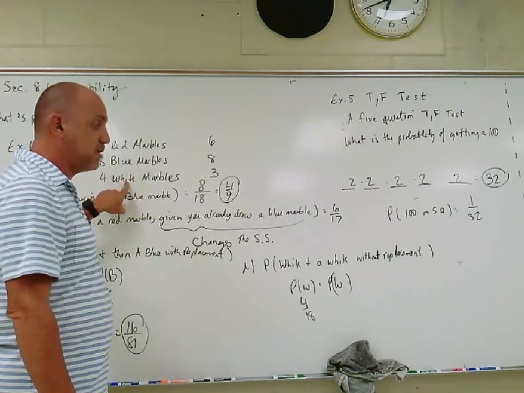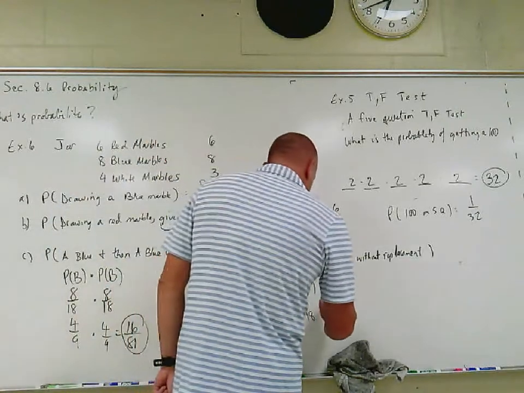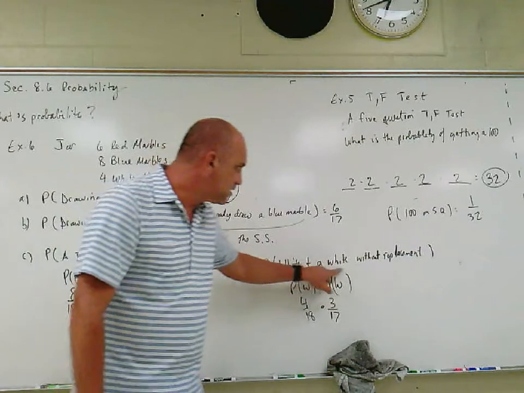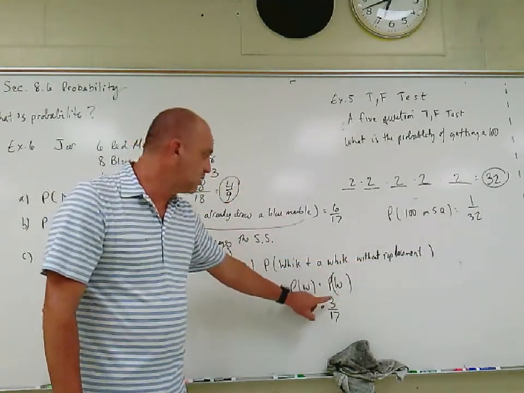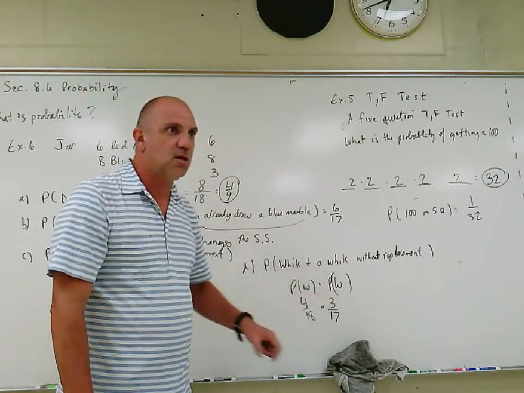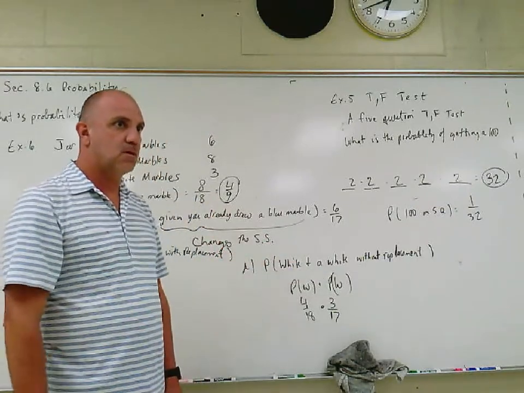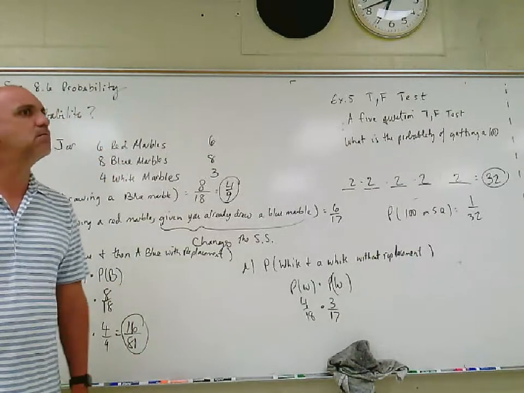So now what would that be? 3 over 17. And then you would multiply, and that's how you get your answer. So notice if it says without replacement, I gotta change the problem because now there's one less white marble and one less total. And then when you're doing 2 events in a row, you multiply. Is that okay? Does it make sense? That's really it.